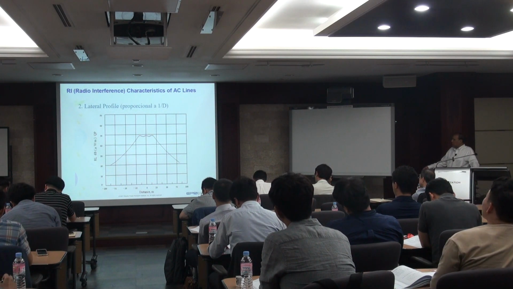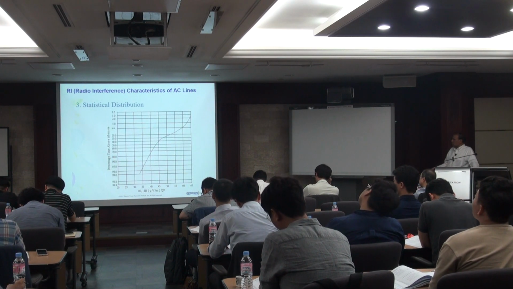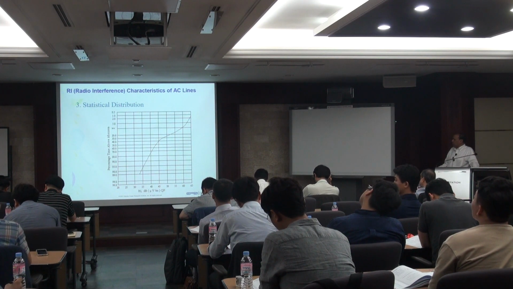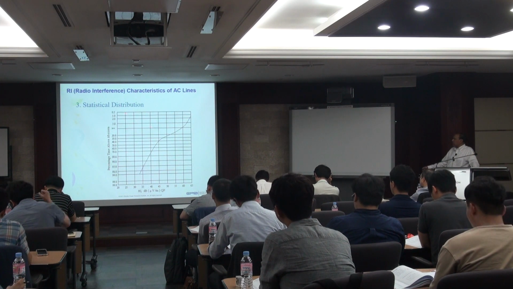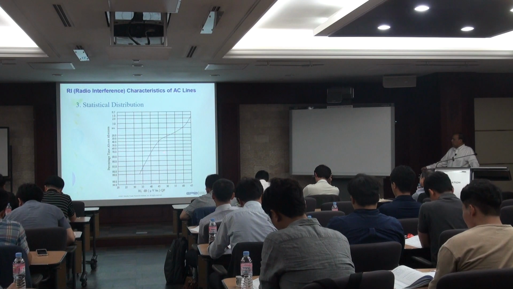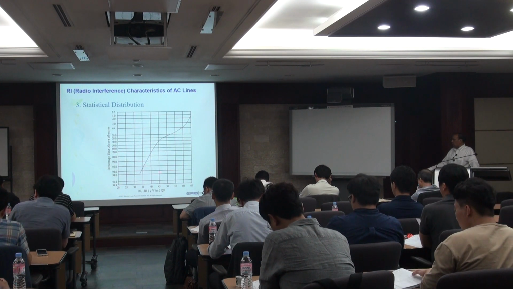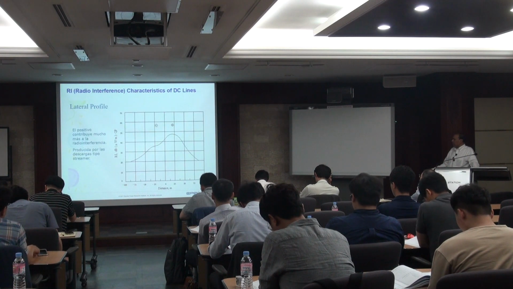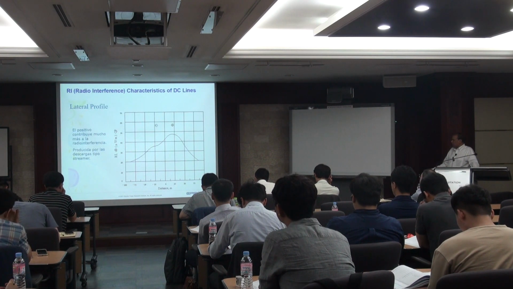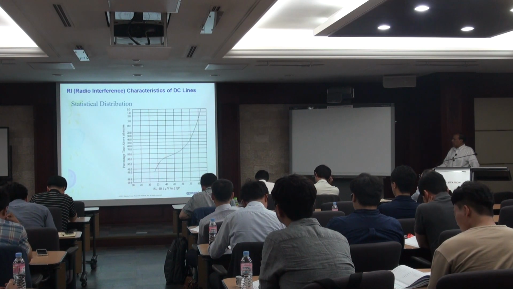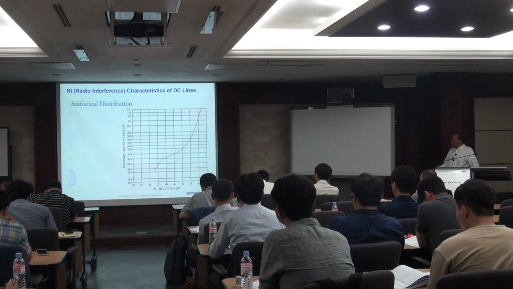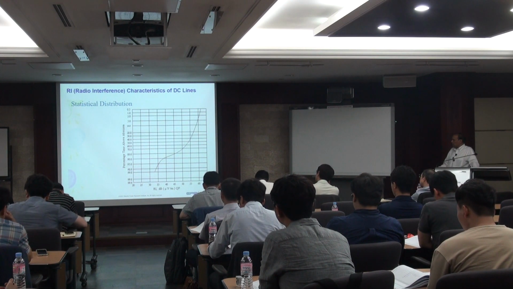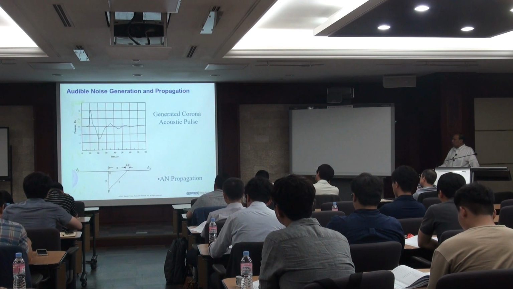That's how it works. Statistical calculations are given here. Statistically, because different lines behave differently, you take a statistical number when you come up with some average numbers. Lateral profile is given here, again distance from the conductor to the radio interference levels. Similarly for DC lines, again, statistical distribution is given for comparison purposes.